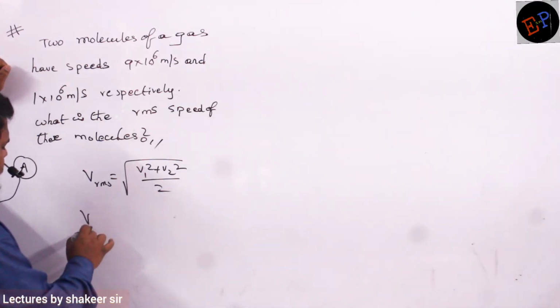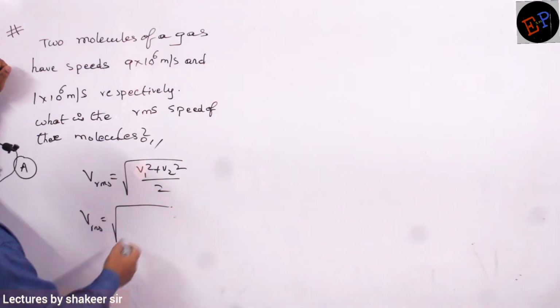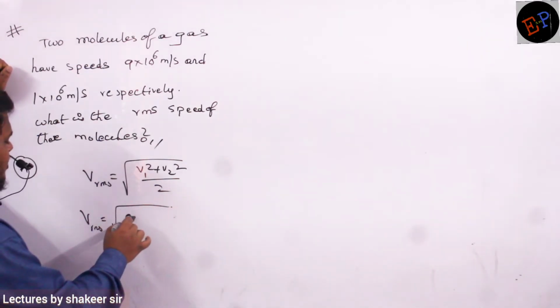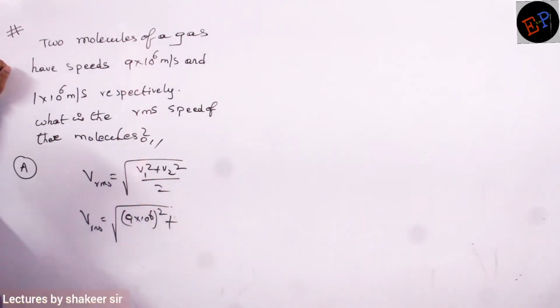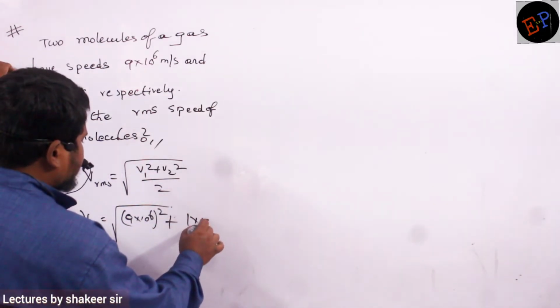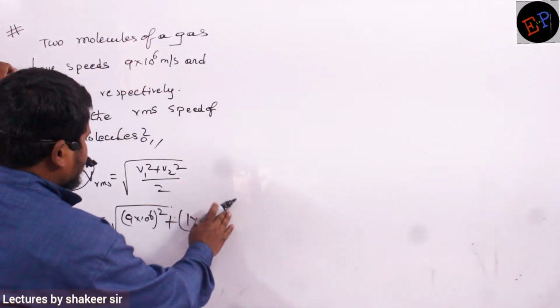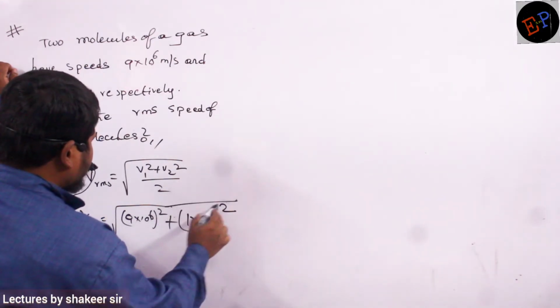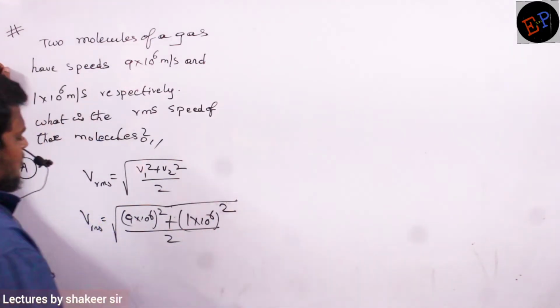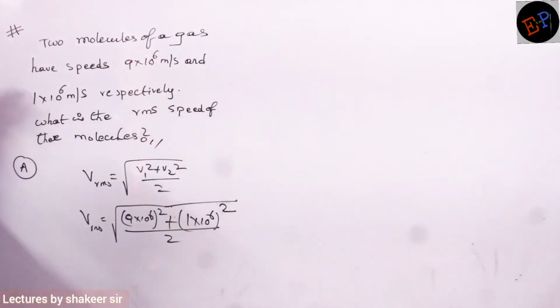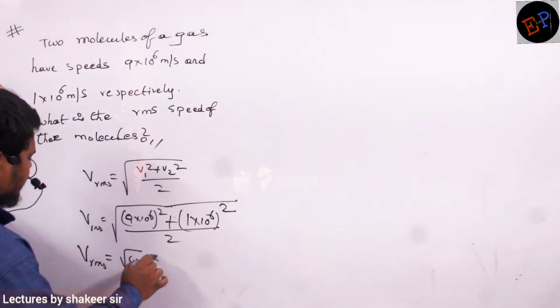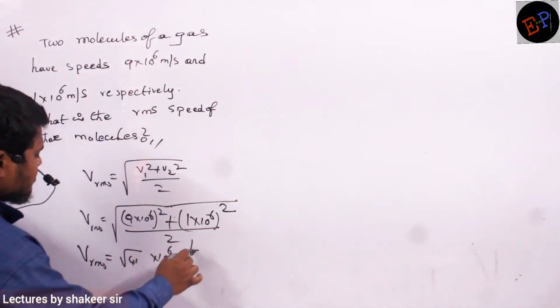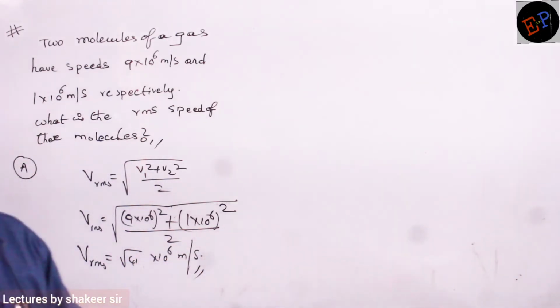So Vrms is equal to square root of, one velocity is 9 into 10 power 6 whole square, plus the velocity of the second particle, whole square, divided by 2. Clear now? If you do this calculation, the answer you should get is RMS velocity equal to root 41 into 10 power 6 meters per second. That is the RMS velocity of the gas.